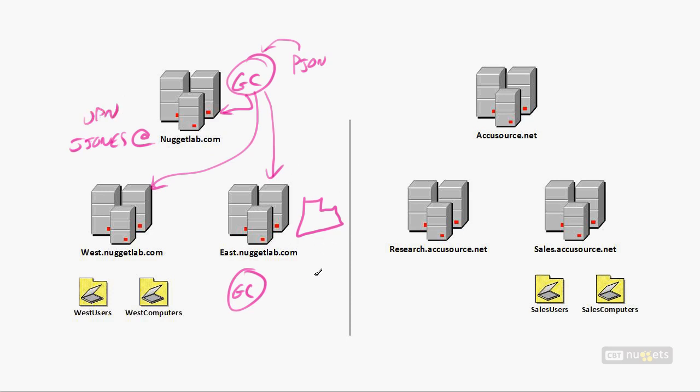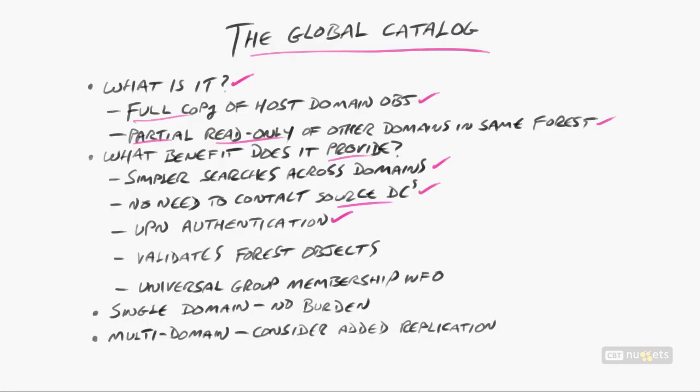Then when I try to access that, it'll be able to look up my user principal name because that's part of the global catalog. Again, it may not have to go all the way back up here and contact these domain controllers because it already has a record of my user principal name there. And it can at least authenticate if that's a legitimate user principal name. And it'll also validate any forest objects that I have. And this is very similar, just uses the same idea there.